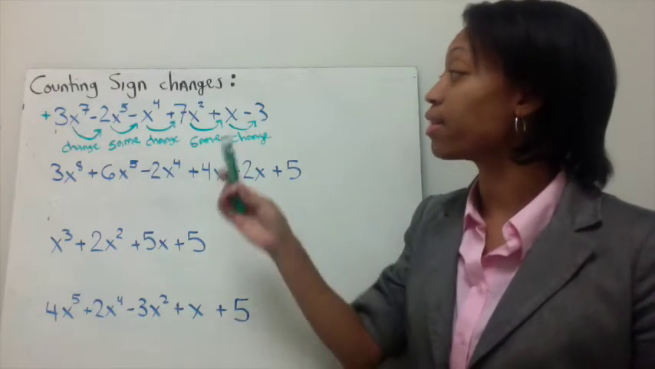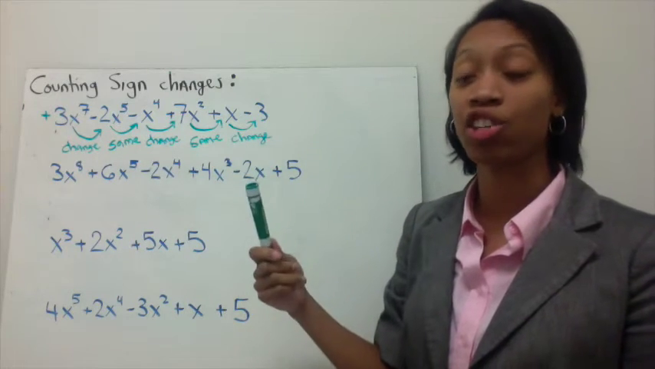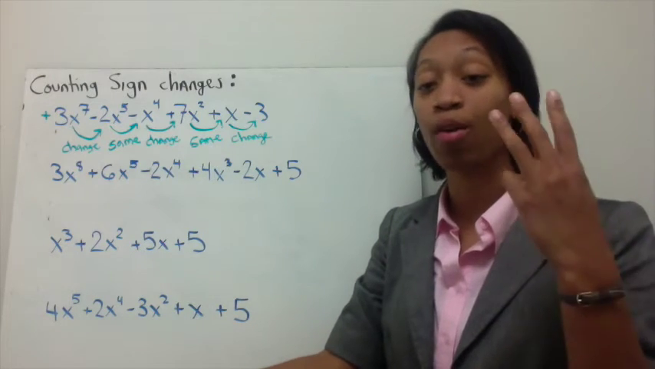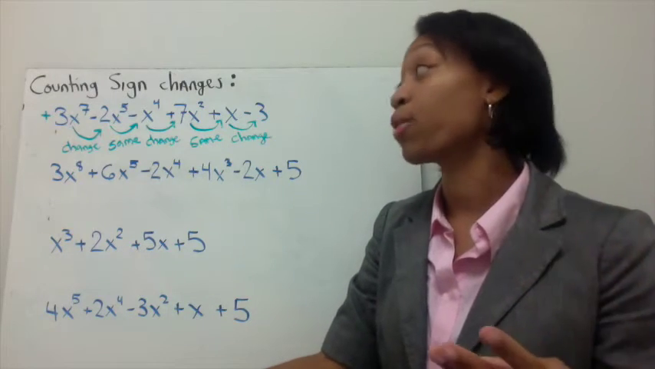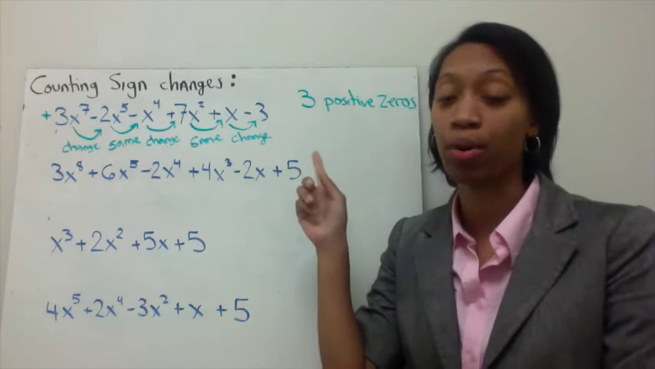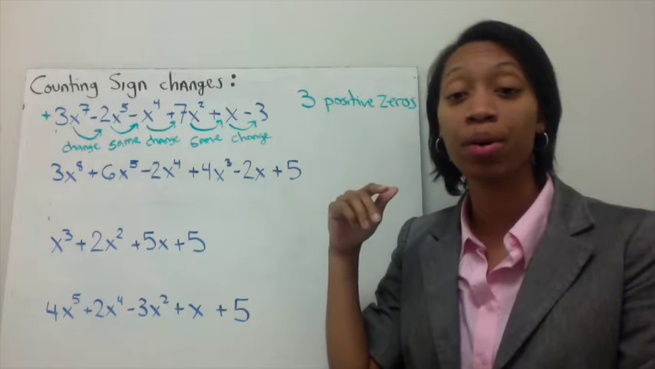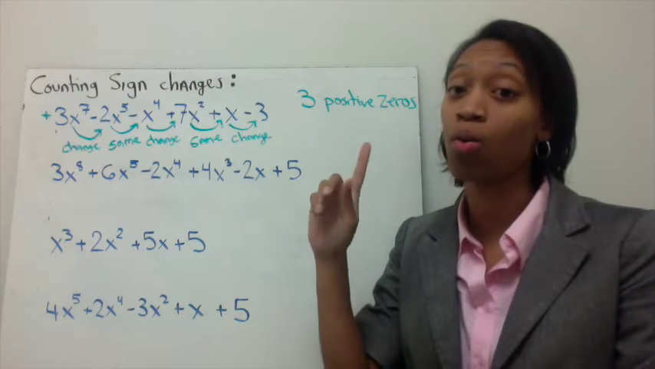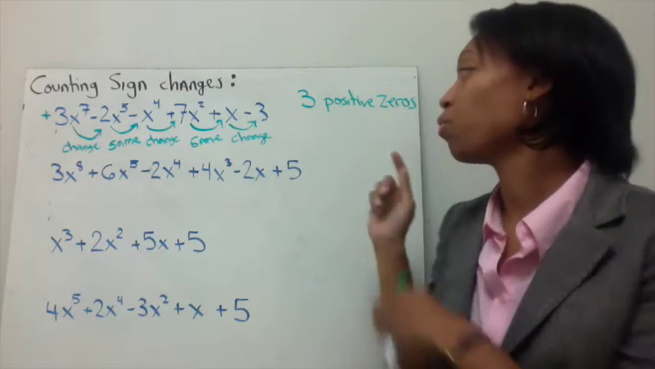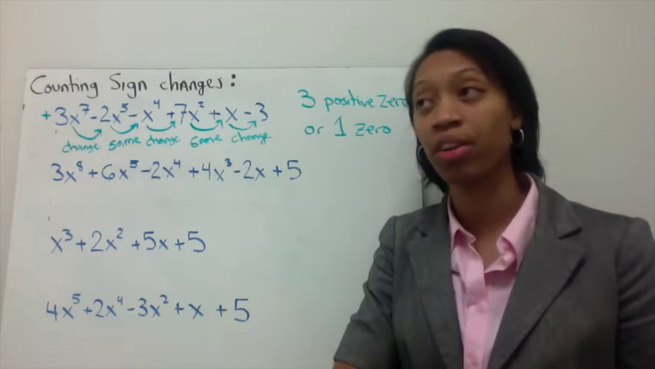Okay, so it looks like this particular polynomial had 1, 2, 3 sign changes. Since it has 3 changes, that lets us know that there are 3 positive zeros. Okay. Now, it could either be 3 zeros, or let's count down by 2's from there. There's 3 zeros. It could also possibly be 1 zero, because 3 minus 2 would give me 1. Okay? Let's count the sign changes on the next one.